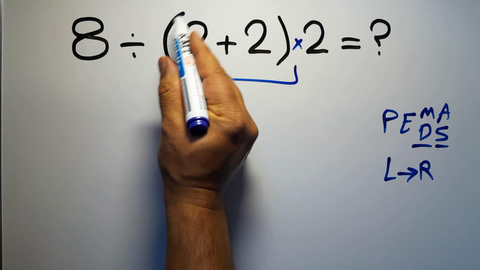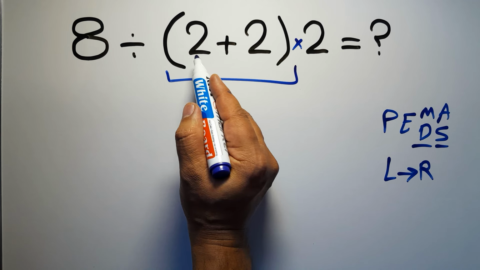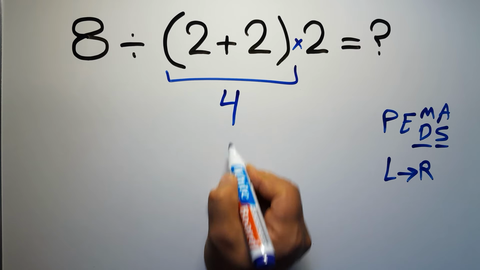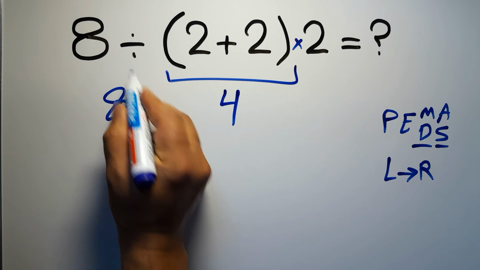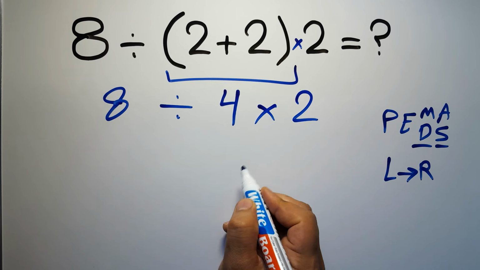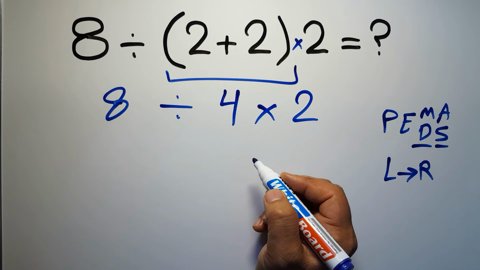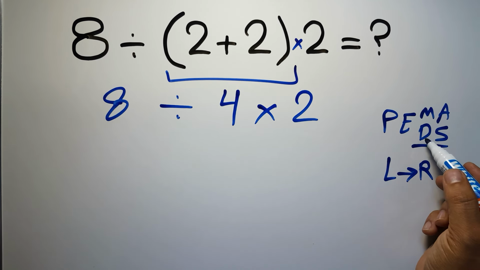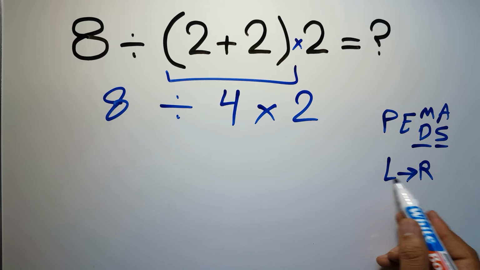So first we have to do this parenthesis. Inside this parenthesis we have 2 plus 2, which equals 4. So 8 divided by 4, then times 2. Now we have one division and one multiplication. As I said, multiplication and division have equal priority and we have to work from left to right.